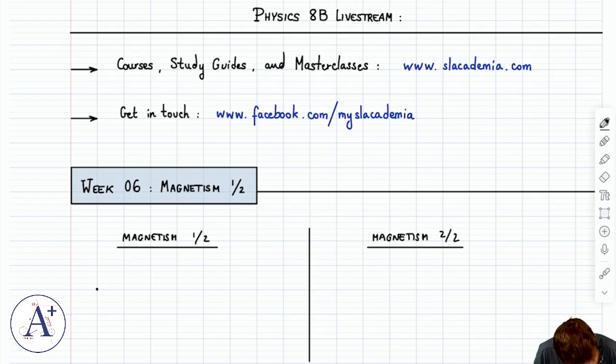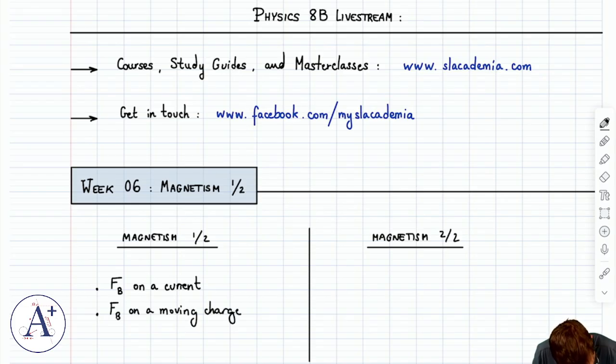All right, so we're going to look at the magnetic force, FB, on a current, and on a moving charge, and then we're going to talk about, as a consequence of that, the motion of Q through B.